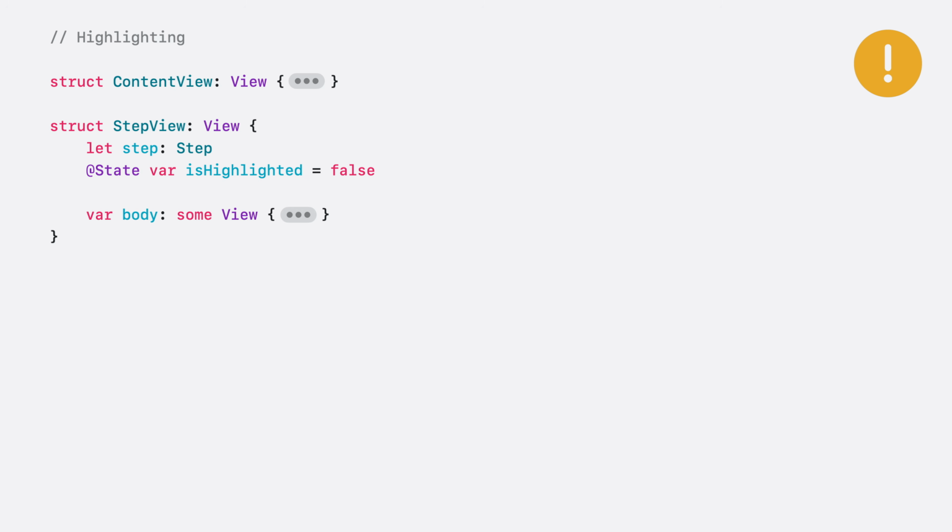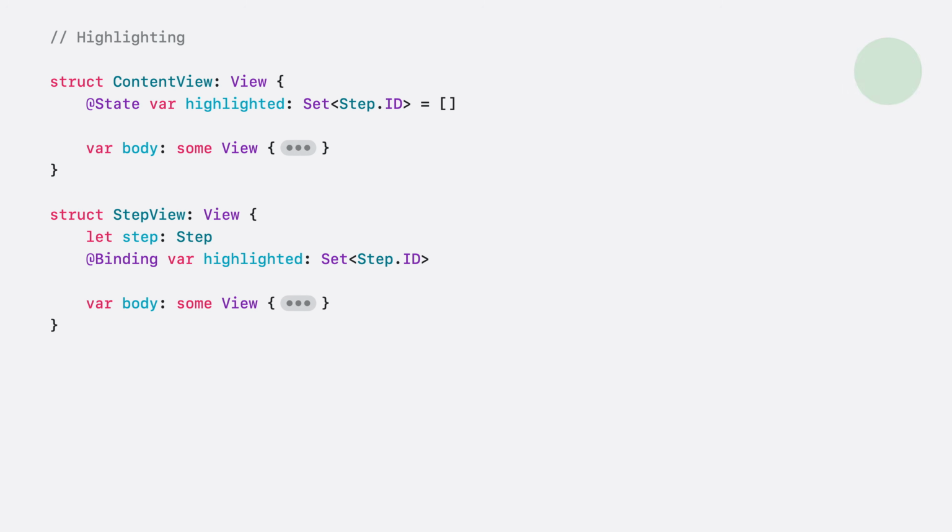Here, StepView uses an isHighlighted state variable. But if the view is scrolled away, that highlight state will be lost. Instead, move important state to model objects, or outer views using binding, as here.